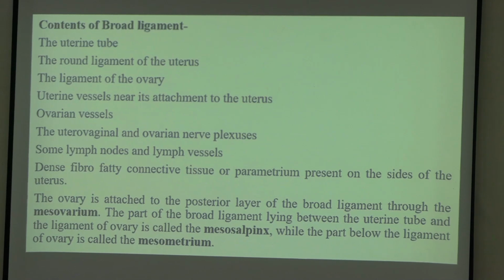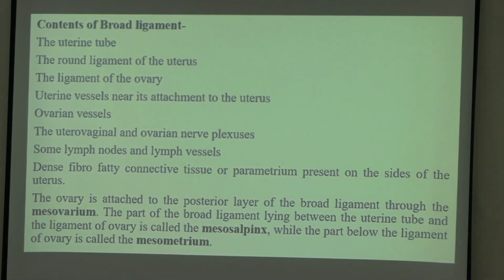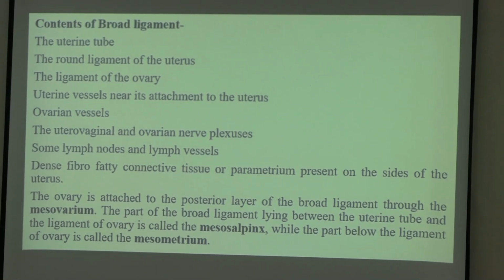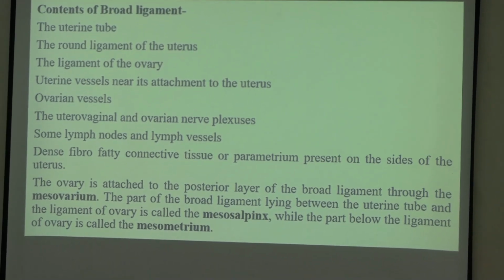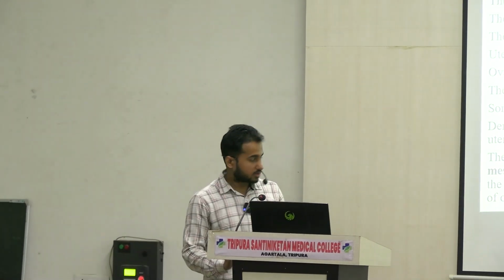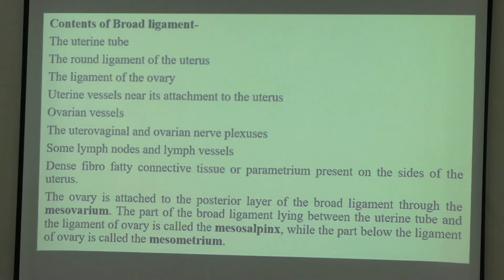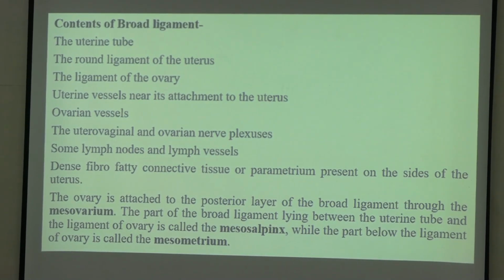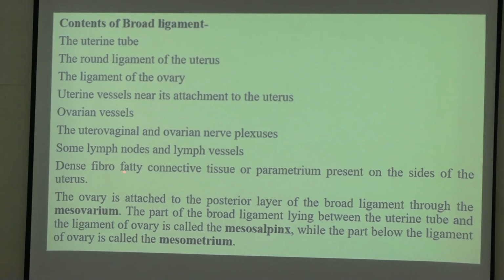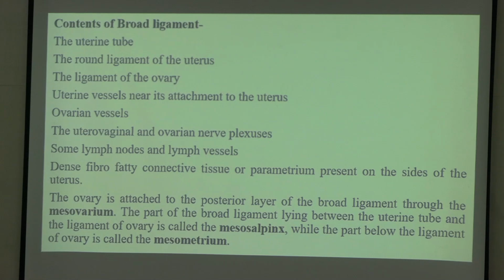Next, the contents of the broad ligament of the uterus. So the broad ligament of the uterus has various structures present in it. Okay, so this is the list. Uterine tubes are there, round ligament of uterus, ligament of the ovary, uterine vessels, ovarian vessels, nerve plexus, lymph nodes, fibrofatty tissue. Okay, these are the various structures present.